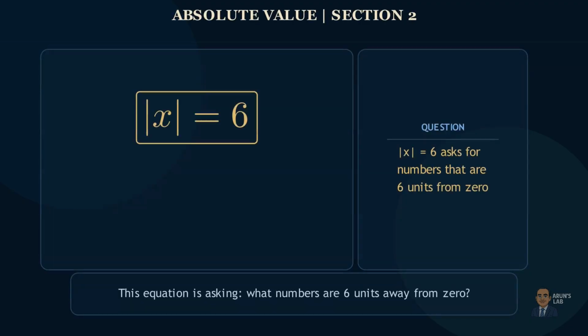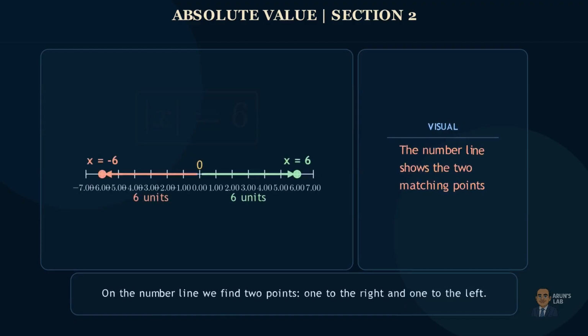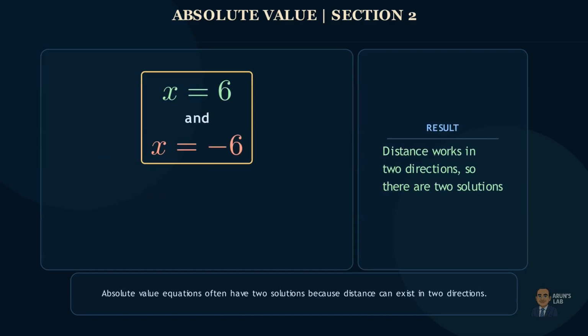Consider this equation. The absolute value of x is equal to 6. This question is asking what numbers are 6 units away from 0. On the number line, we find 2 points, x equal to 6 and x equal to minus 6. Absolute value equations often have two solutions because distance can exist in two directions.